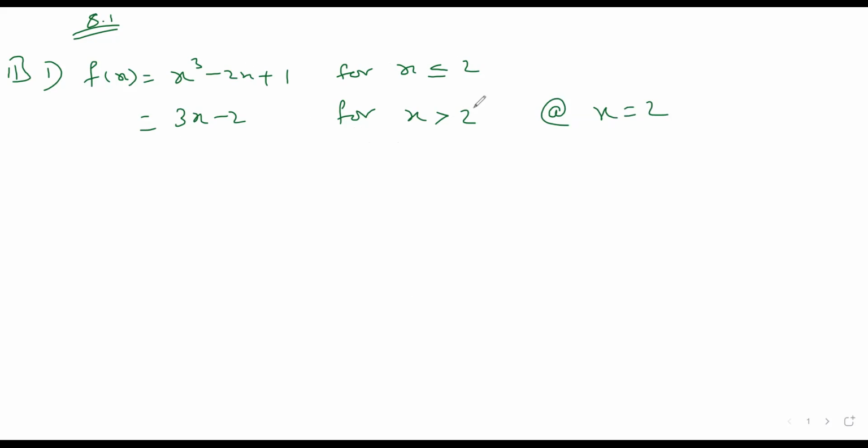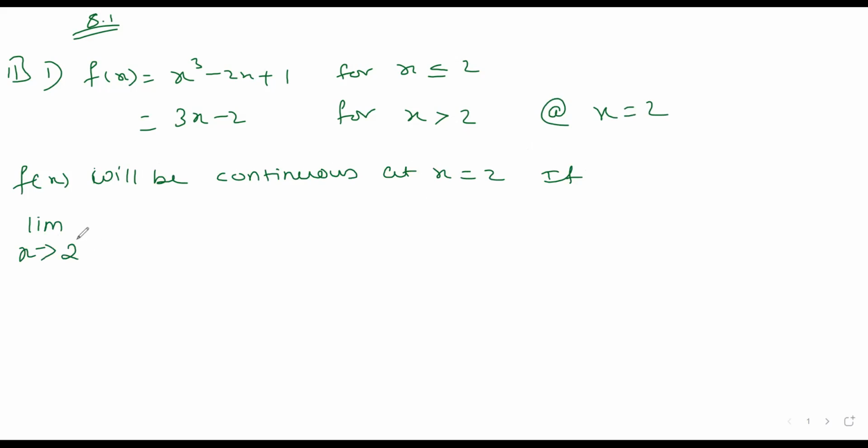Now see, we have a different function when x is less than 2, when x is greater than 2, and when x is equal to 2. Now the given function f of x will be continuous at x is equal to 2 if limit x tends to 2 minus f of x is equal to limit x tends to 2 plus f of x. It is equal to f of 2.